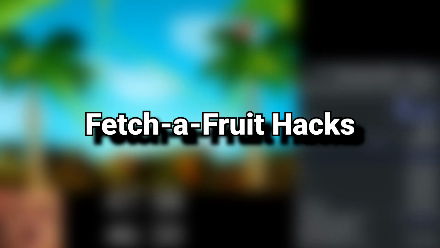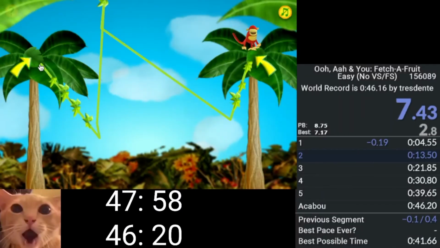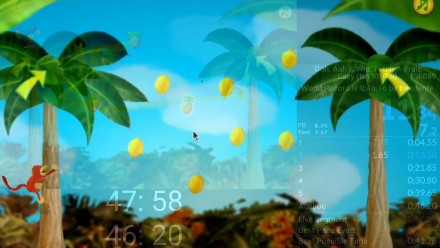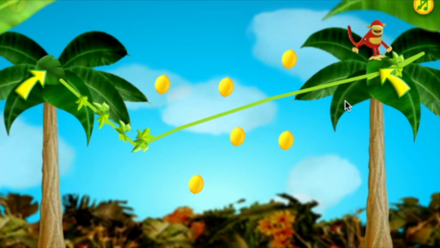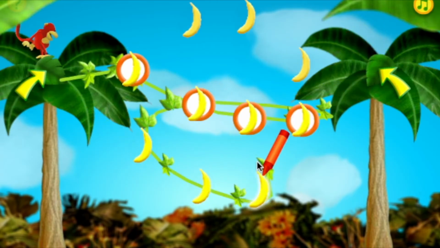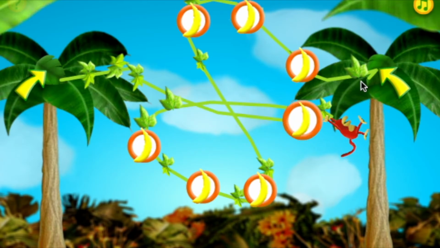Fetch a Fruit hacks. The Fetch a Fruit speedrunning community made several hacks to play with the game and created other categories for people to speedrun it. Some hacks are One Fruit Pattern, in which you only need to collect a single fruit, and Hard Mode, where you need to collect all of the fruits on screen on medium difficulty.